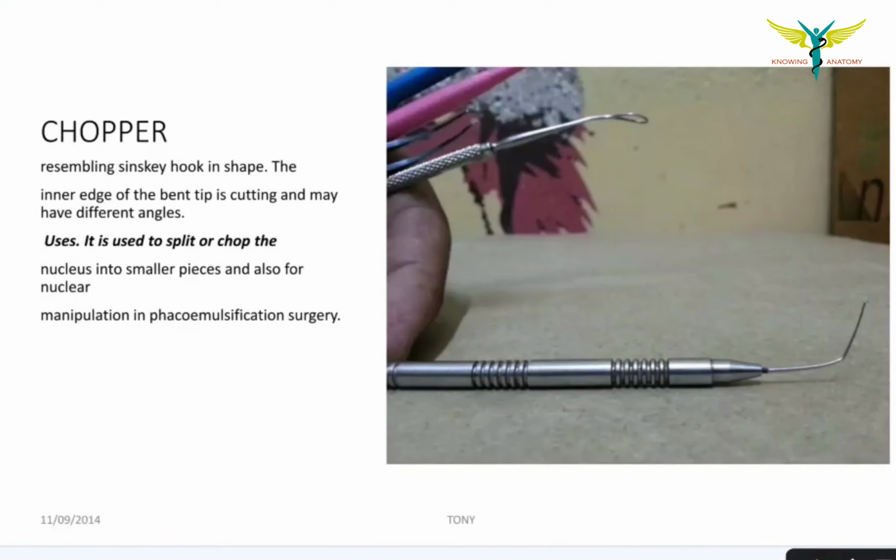The chopper. It resembles the Sininsky hook or the IOL dialer in shape. The inner edge of this instrument is bent and it is used for cutting. So it is used to split or chop the nucleus into smaller pieces and also for nuclear manipulation in phacosurgery.